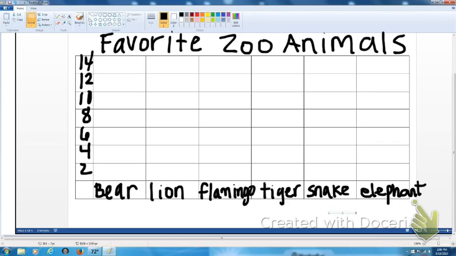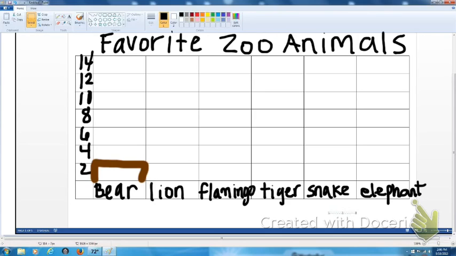Last, we will input our bars based on the data. So with bears, we had 2 children who enjoyed the bears the most. So in this case, we're going to go under bear, we're going to find the number 2, put a line, and draw our bar. For the lion, we had a total of 10.